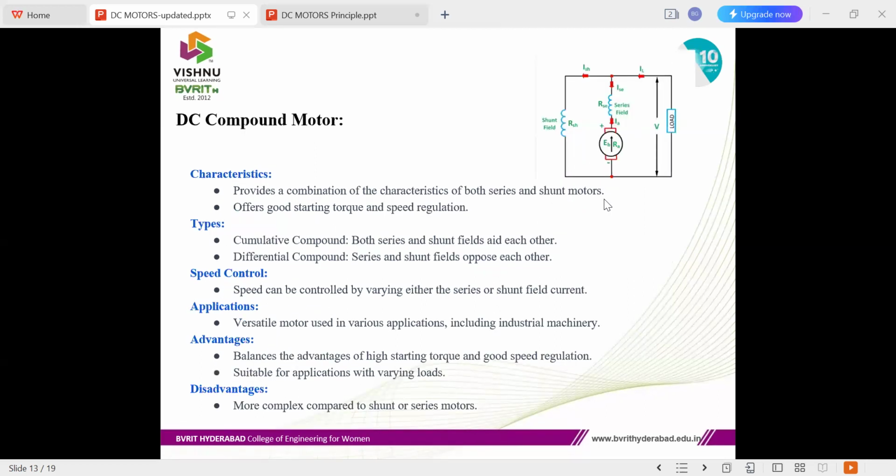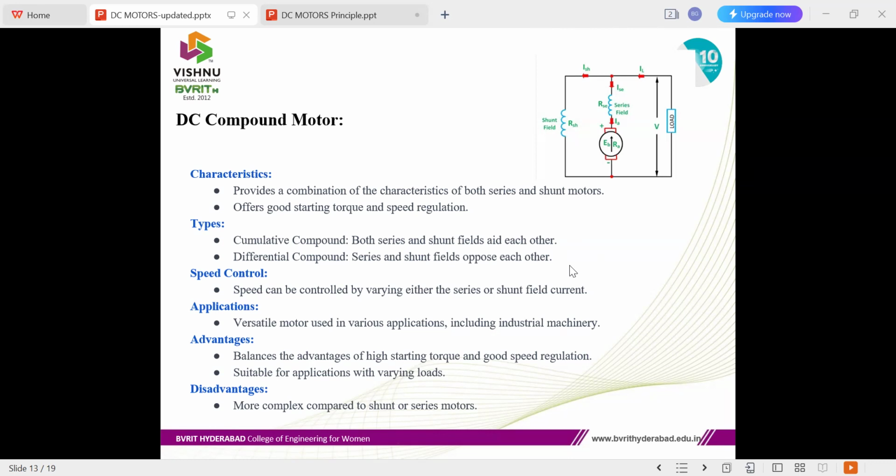Next is the DC compound motor. In a DC compound motor, we have two field windings. One is connected in series with the armature winding, and the other is connected parallel to the armature winding. There are two types of compound motor: cumulative compound motor and differential compound motor. When the series and shunt field windings aid each other, such a motor is known as a cumulative compound motor. When the series and shunt field windings oppose each other, such a motor is called a differential compound motor.